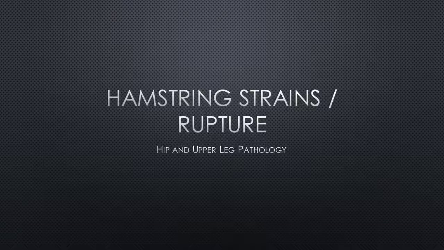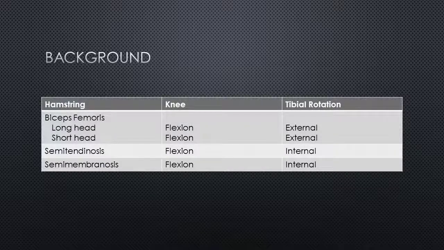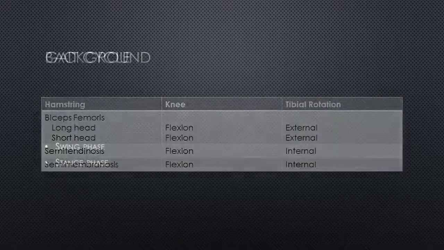The hamstring is the most frequently strained group of muscles in the body. You can see from this chart that you've got the biceps femoris that is creating that knee flexion with an external tibial rotation, whereas the semitendinosus and semimembranosus are going to be part of that internal tibial rotation. And so those muscles are actually fighting in opposite directions, thereby increasing the risk of a strain.